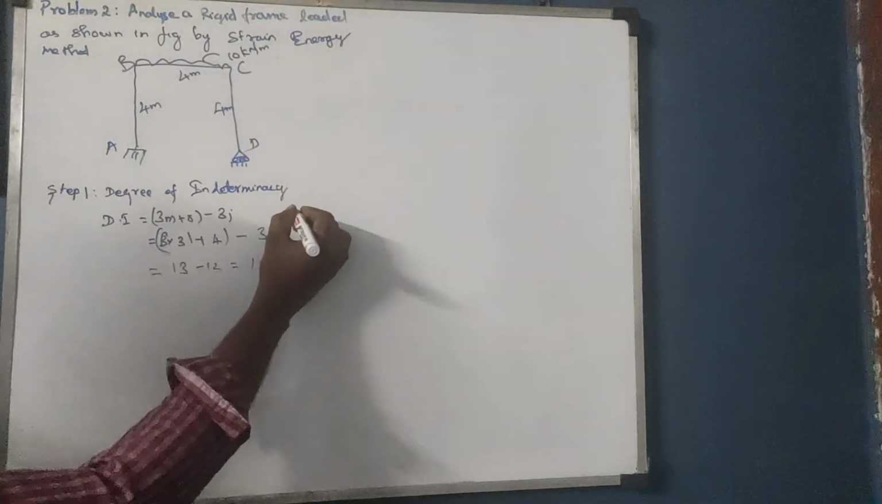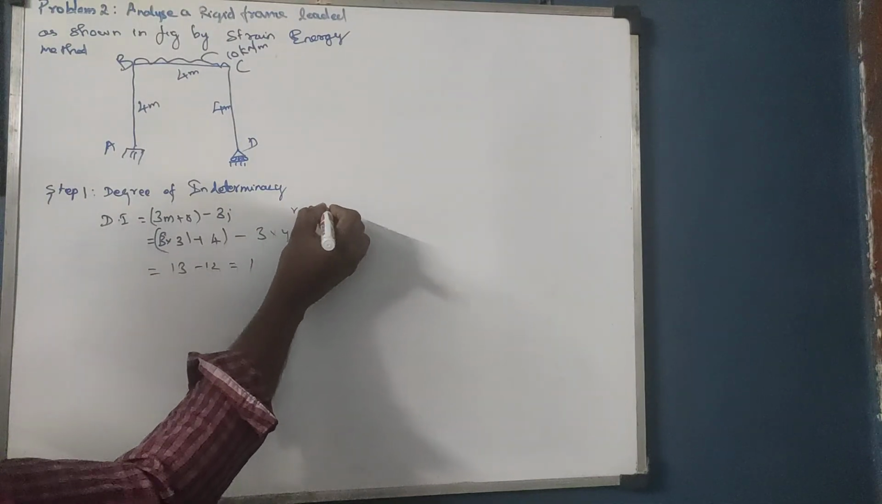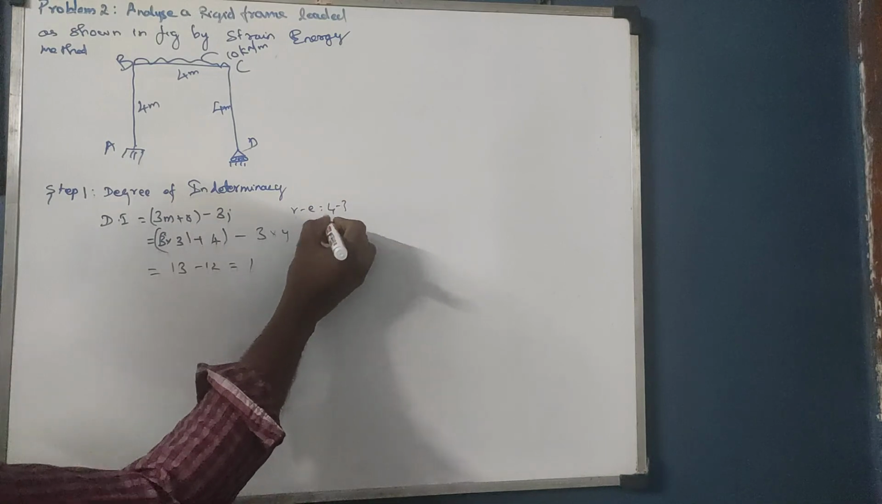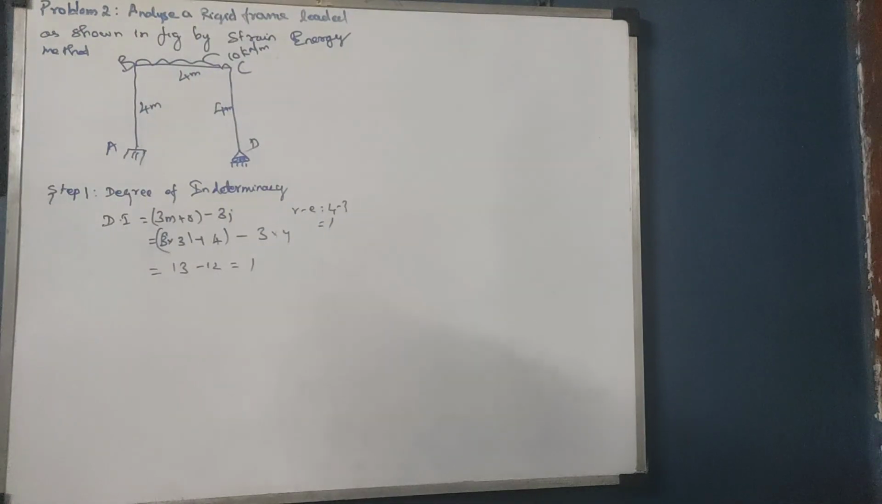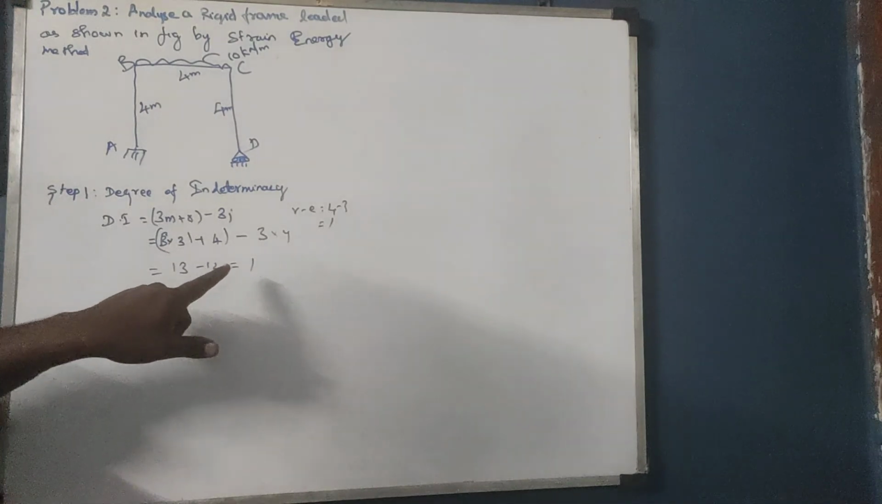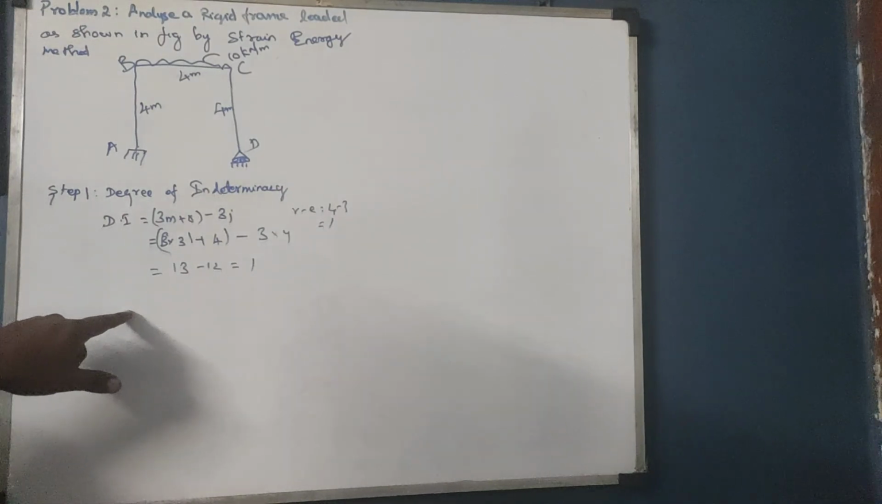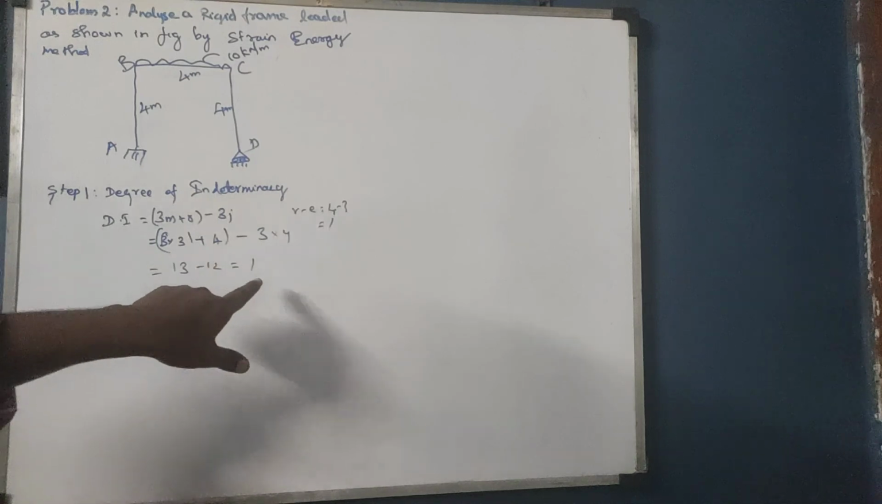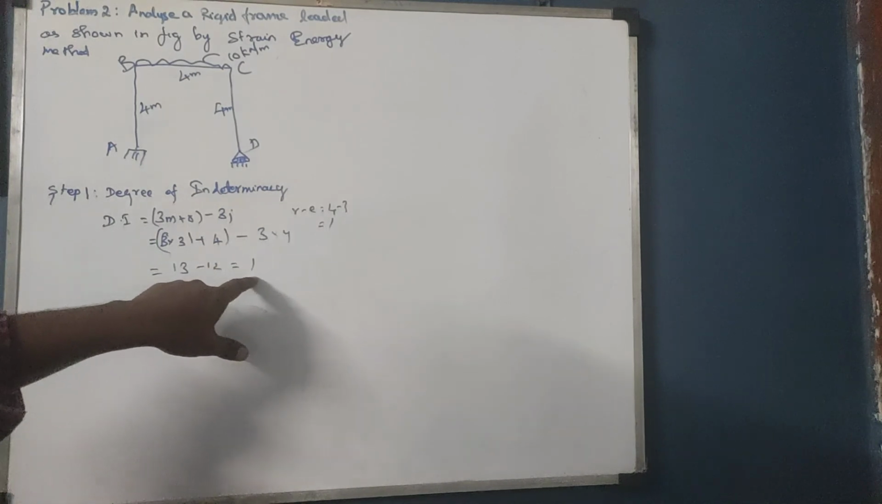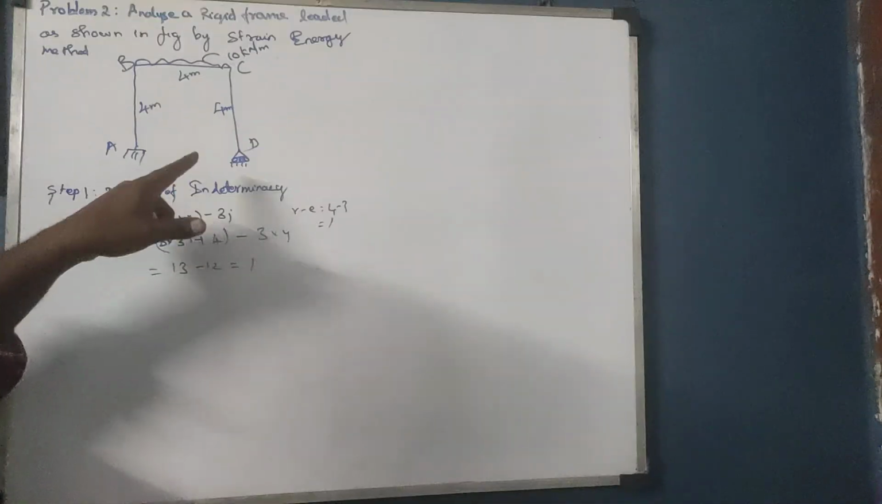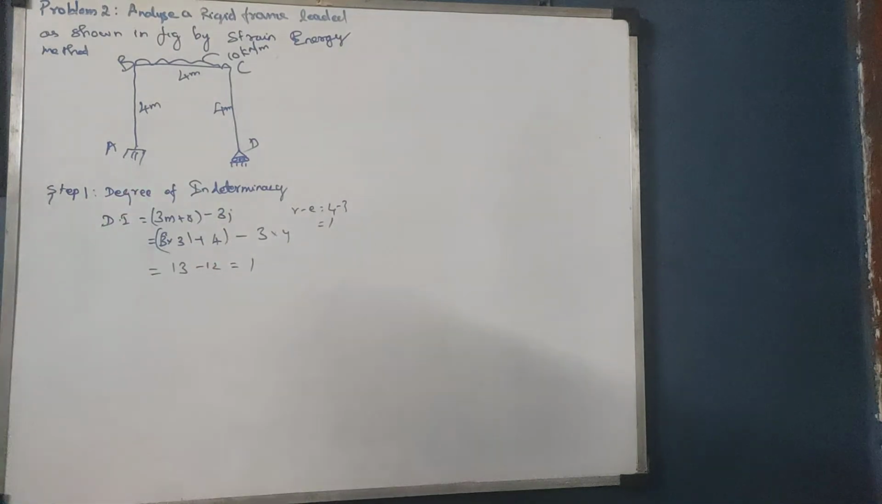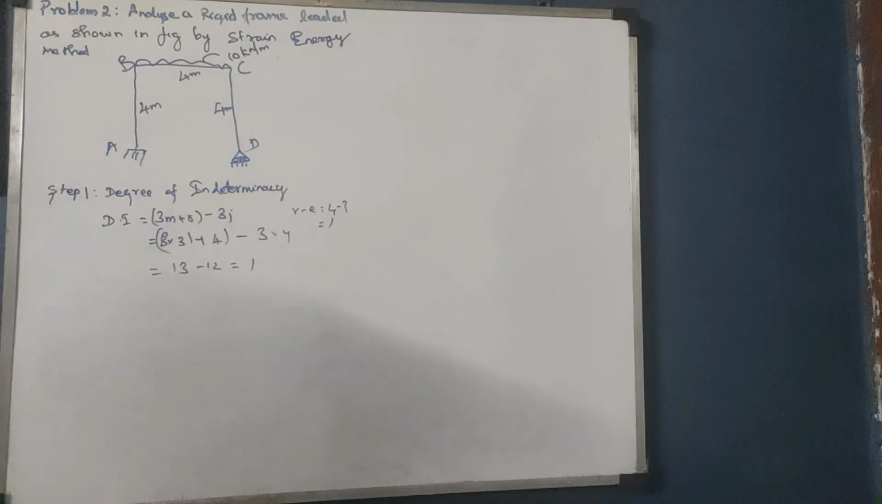So we can use this formula also, r minus e equals 4 minus 1. Here we no need to find external indeterminacy and internal indeterminacy. So our degree of indeterminacy is 1. So we need to remove one external force. We have to release one external force.